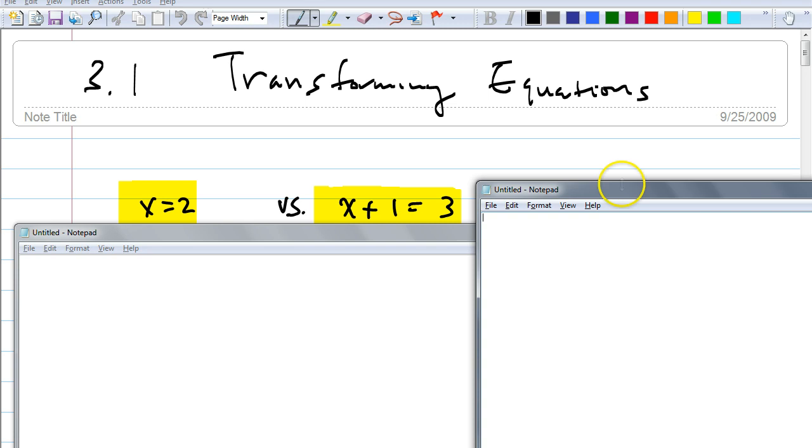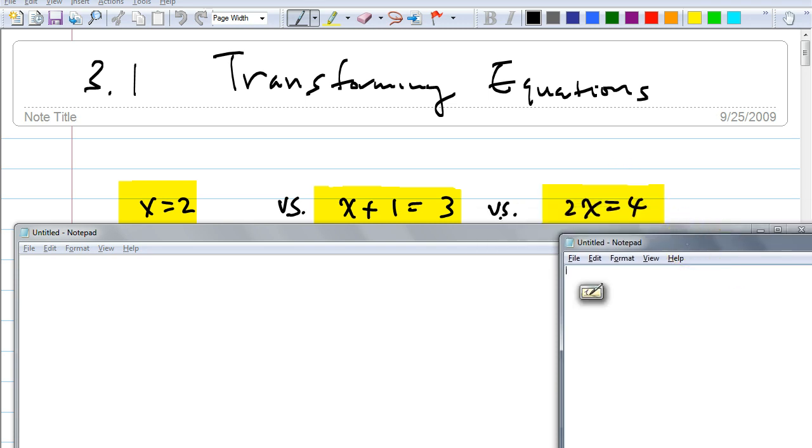Does that make sense? Again, if I have this, 2x equals 4, you probably don't want to leave that equation that way. You probably want to transform it, right? How would you like to transform 2x equals 4? You would divide both sides by 2, right? And you would end up getting x equals 2, right? So do you see how all of these three equations, they all have the same solution?